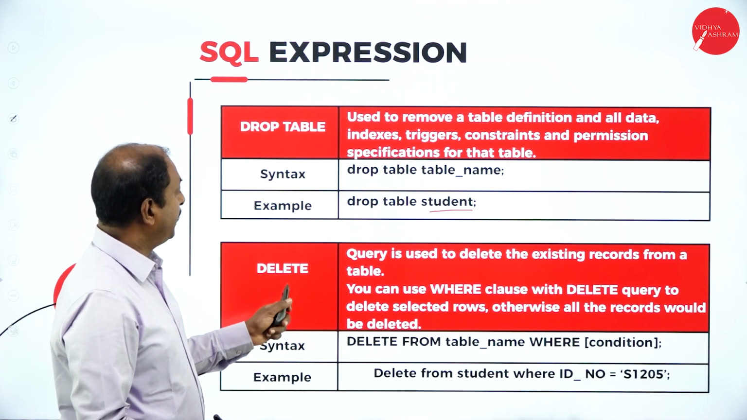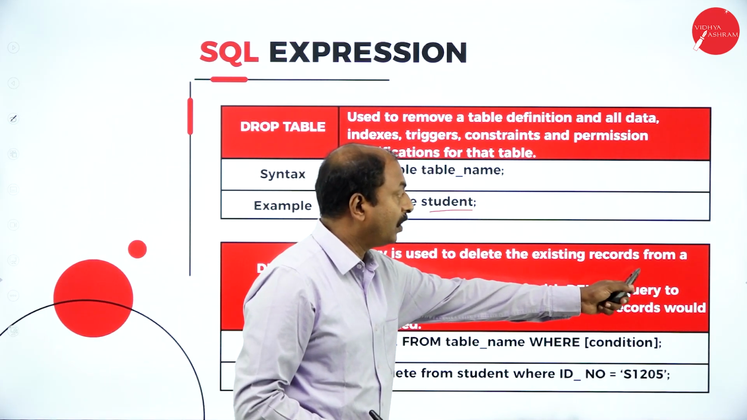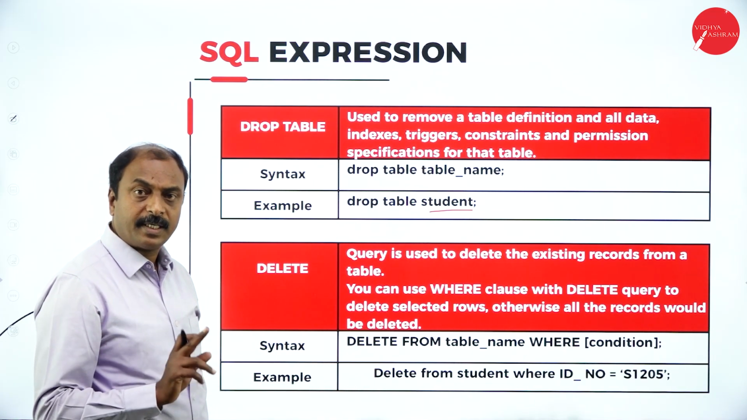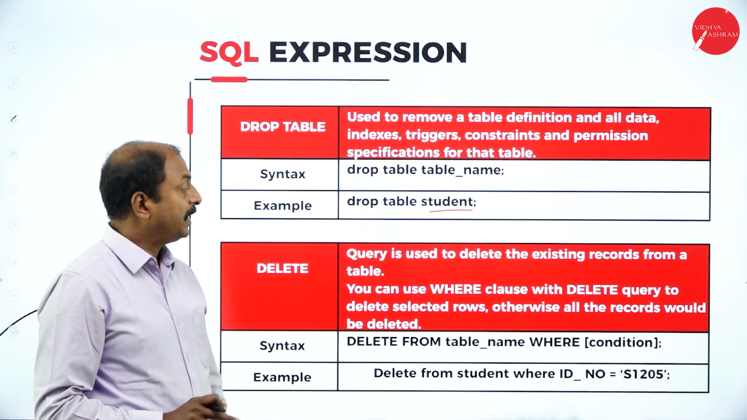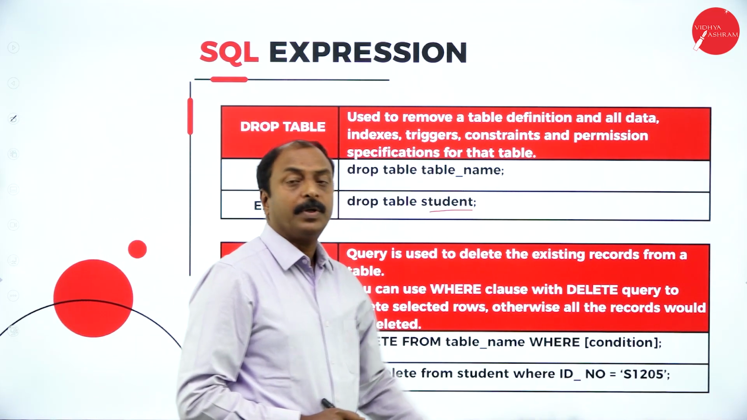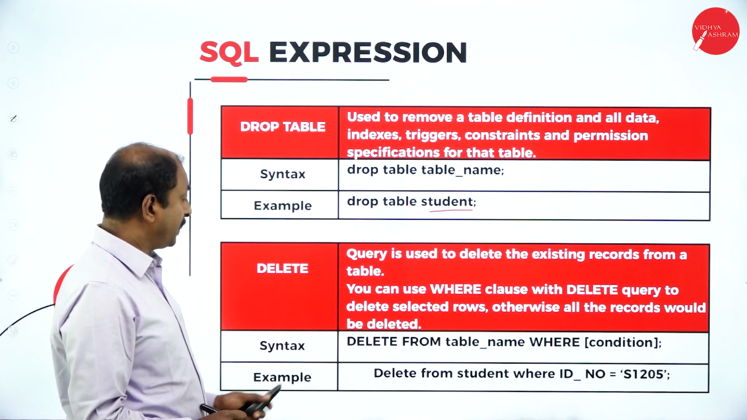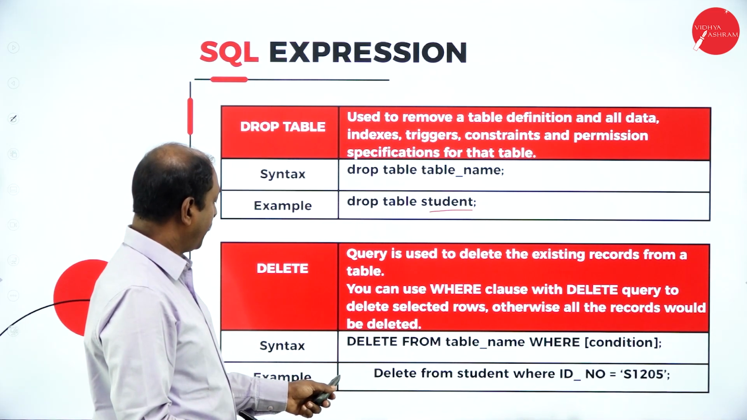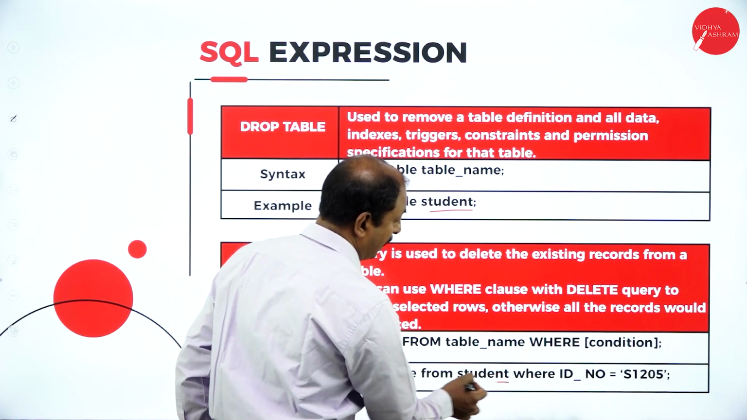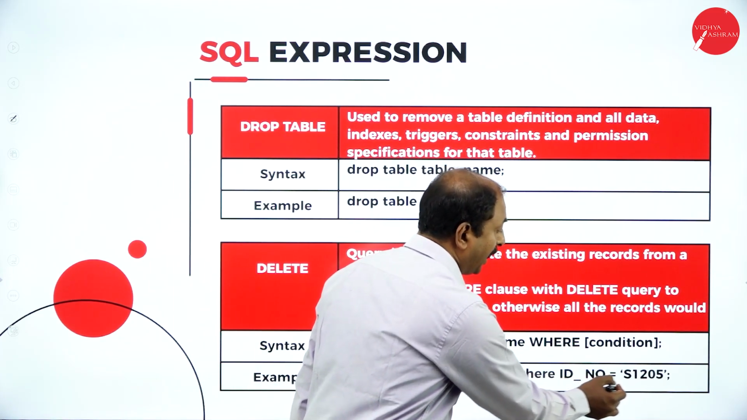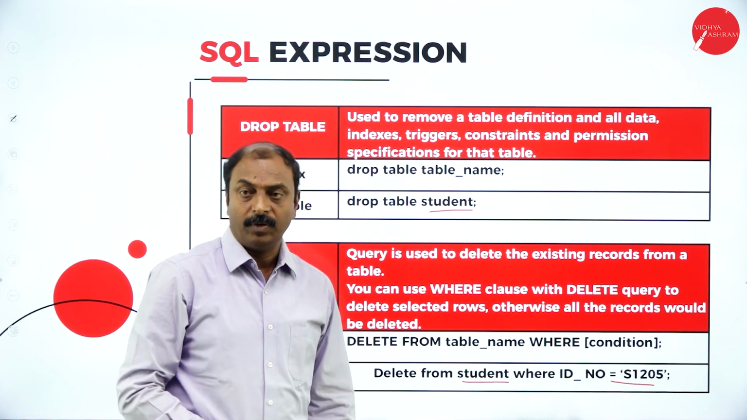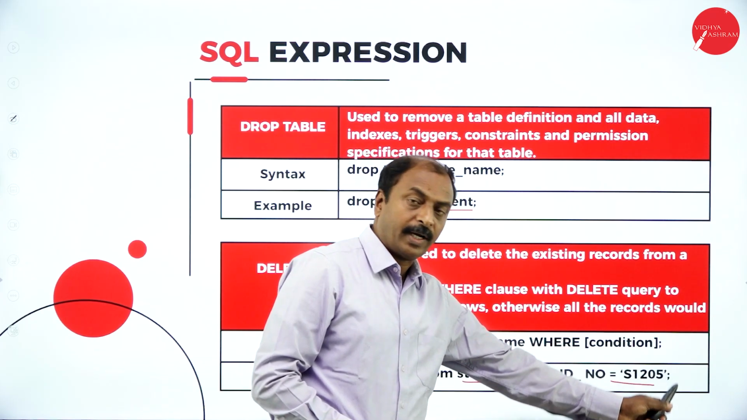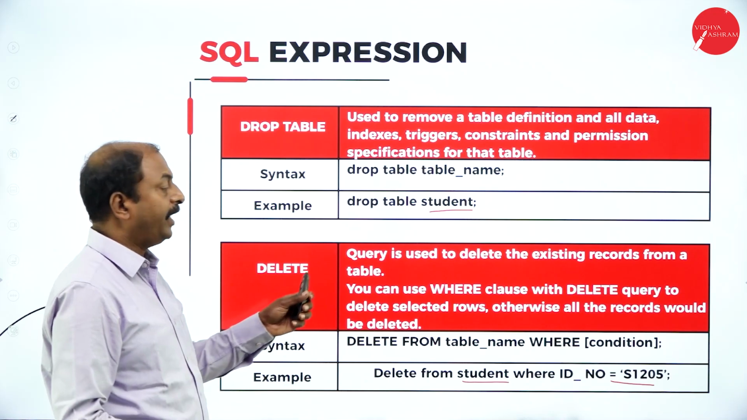Next one is delete. A delete query is used to delete an existing record from the table. The drop command is used to delete an entire table, whereas the delete command is used to delete an existing record, or a particular record, from a table. Look at the syntax: delete from table name where condition. For example, delete from student, where student is the name of the table and the condition is where ID number equals S1205. It is going to delete the record where the value of ID number equals S1205 from the table. So this is the delete command.